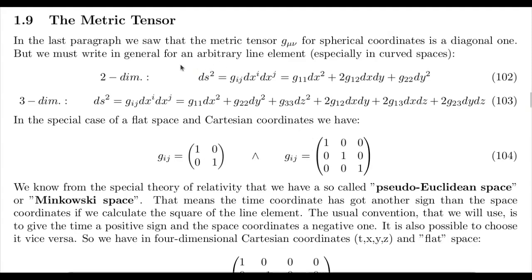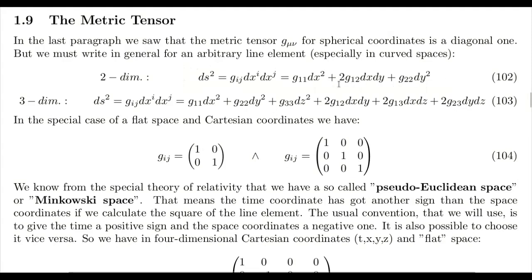Now we want to look at the metric tensor in several coordinate systems. We have seen that the metric tensor in the flat space in spherical coordinates is a diagonal one, and the non-diagonal elements are 0. But in general, we must write down all the elements.